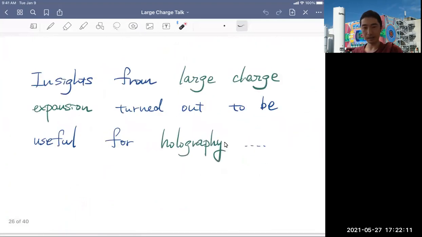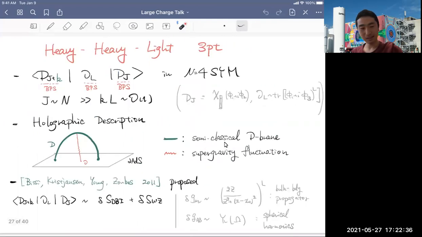So let me just go to the last topic very quickly. Now I changed the gear completely, and now I'm going to use some insights from large charge expansion and use it to resolve some confusions in holography. But actually, those insights are probably very obvious things for people working on large charge expansion. So let me just give you the setup.